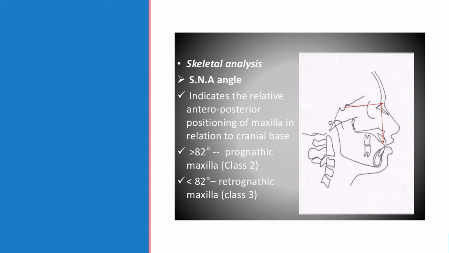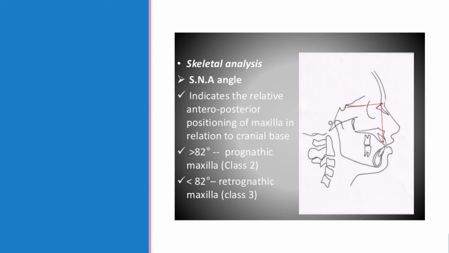Therefore, alternative cephalometric measurements and analysis like Wits appraisal, effective maxillary and mandibular lengths, and nasion perpendicular to A point can be used to assess the anterior-posterior relationship of the maxilla and mandible.